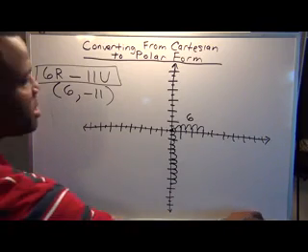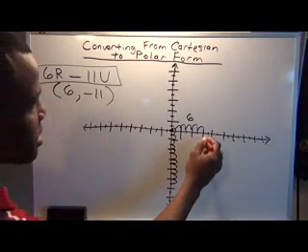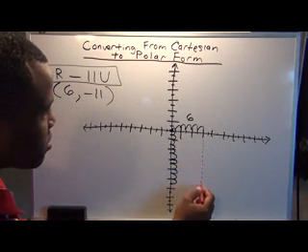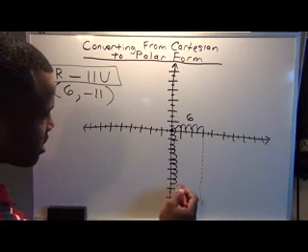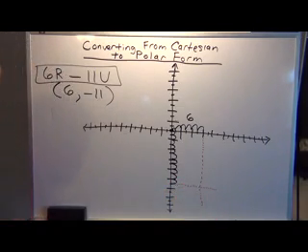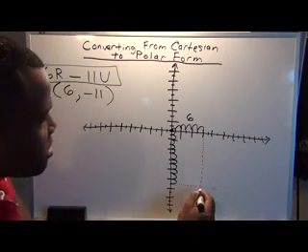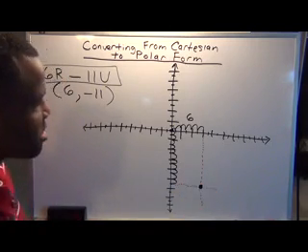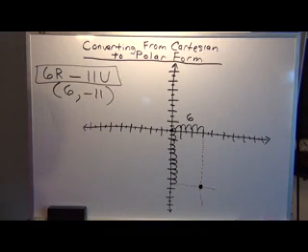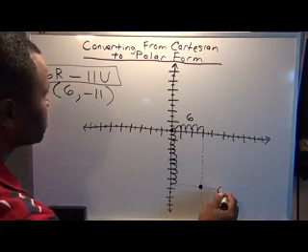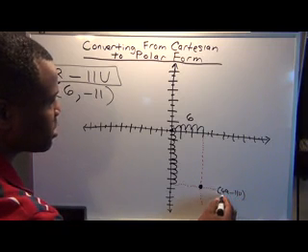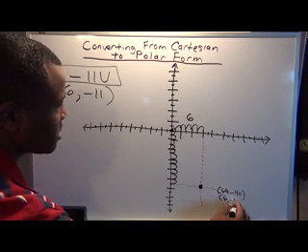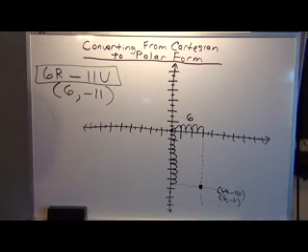Now where those 2 points meet will be where the point is. So there's 6 units to the right of the origin on the x-axis, and there's 11 units down on the y-axis. And where those points meet is our point. So this right here is 6r minus 11u, or better known as 6 minus 11. So now we have our point.